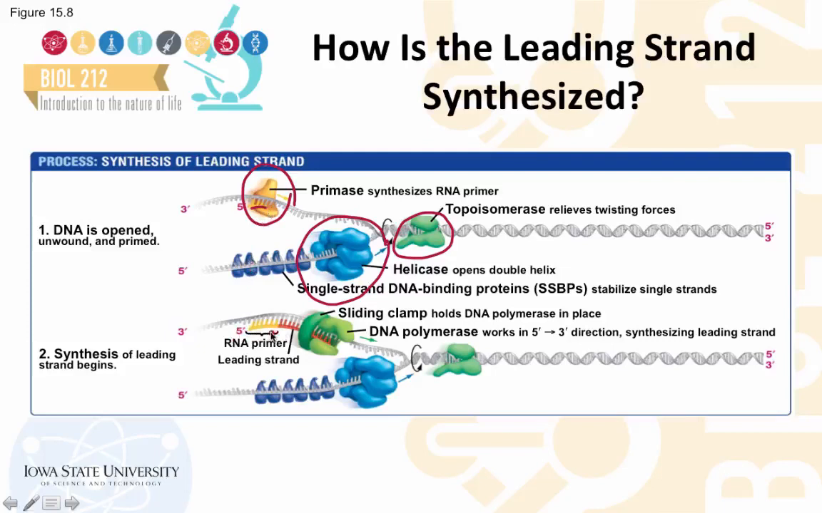And thus the synthesis of a new strand begins when DNA polymerase binds the primer and starts extending it in the 5' to 3' direction on the leading strand, moving toward the replication fork. This synthesis occurs in a continuous manner without any break, which is why this strand is called the leading strand.